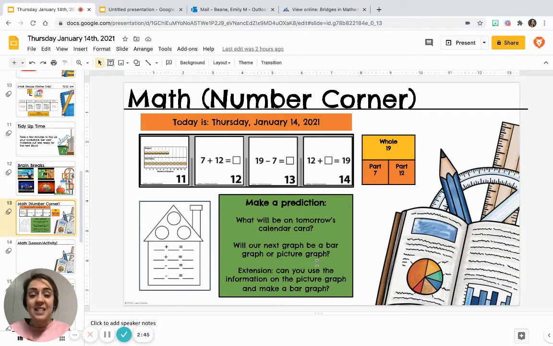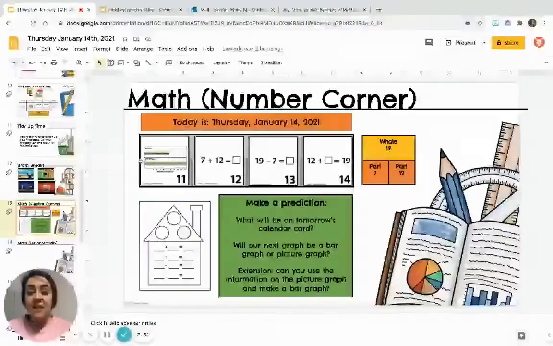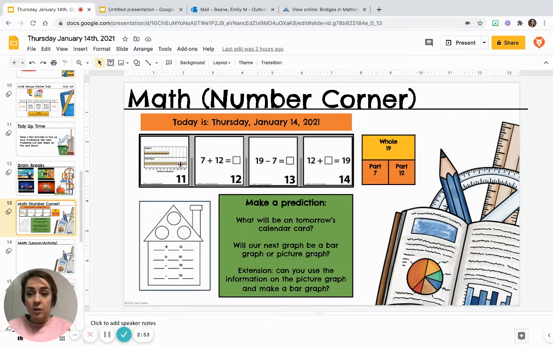And then the last thing that I want you to do for Number Corner is I want you to see if you can take the data that is on this card. So this is a picture graph. And I want you to make a bar graph using the same information. So remember, on a bar graph, you don't see a picture. You just see a shaded in or colored in bar. So can you make a bar graph using this information?